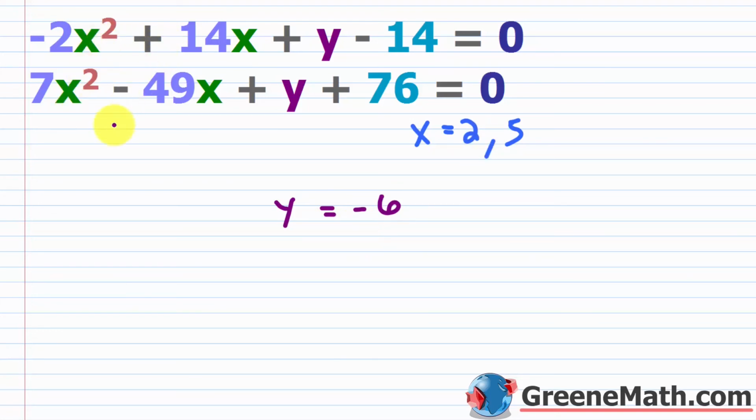And again, you can check that in each equation and make sure it is true. Okay, so I've already checked it, so I know that 2 comma negative 6 is a solution.